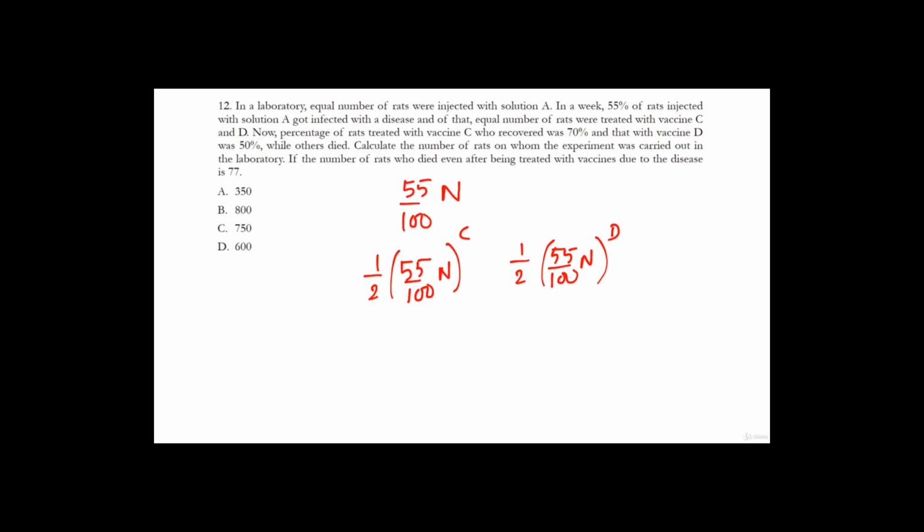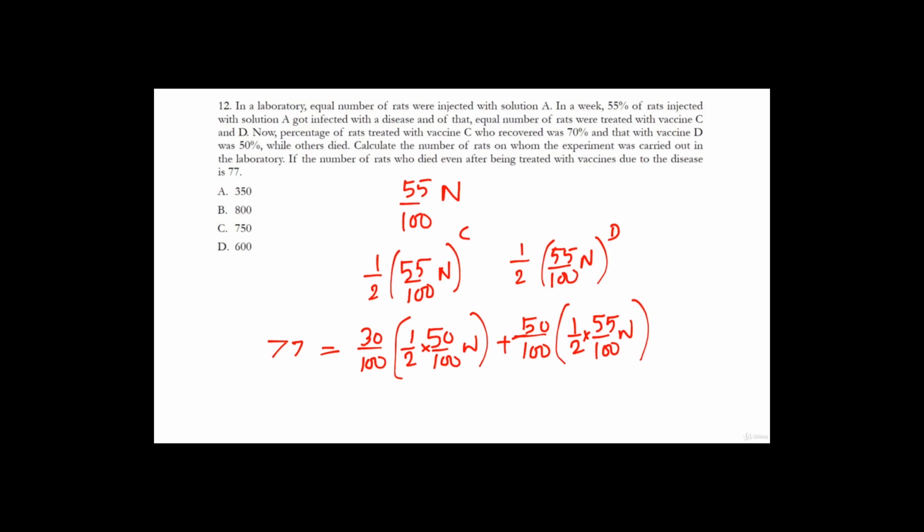Now out of the rats which were injected with vaccine C, 70% of them recovered, which means 30% of them died. So 30% of half of 55% of N is the number of rats that died due to vaccine C, and 50% of the rats which had vaccine D survived, which means the remaining 50% died. So 50% of half of 55% of N is the total number of rats that died due to vaccine D. So when we add these two values, we get 77. So that's what they are saying. After all these things, 77 rats died. And what is the total number of rats that were used for the experiment? That is what they are asking.